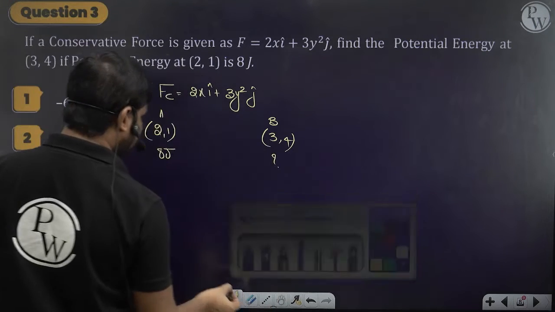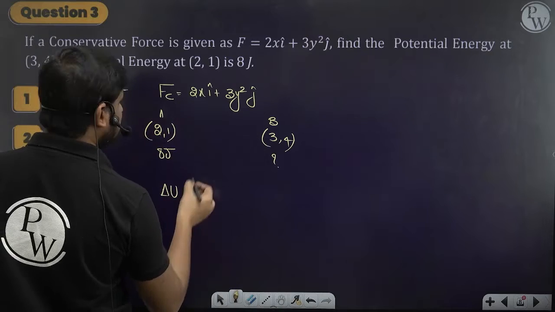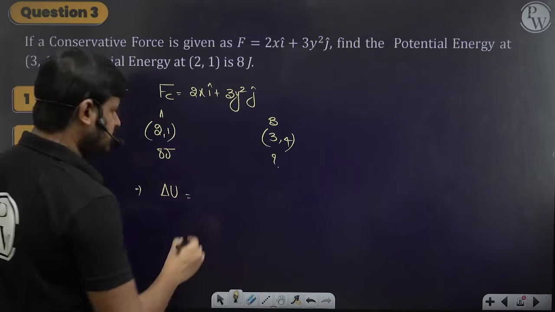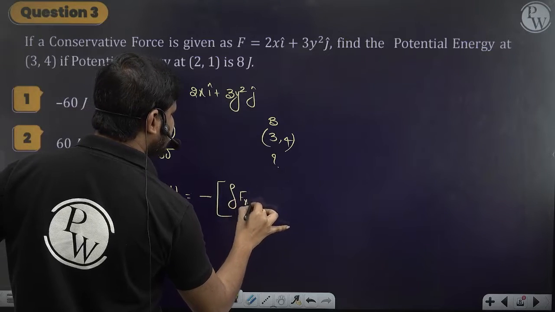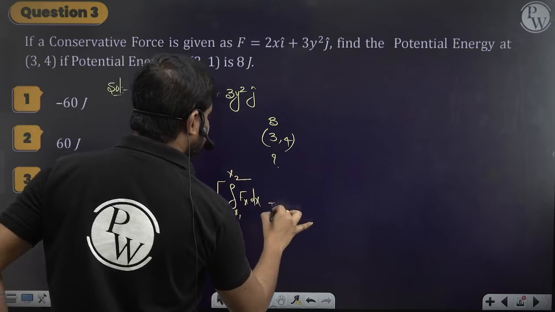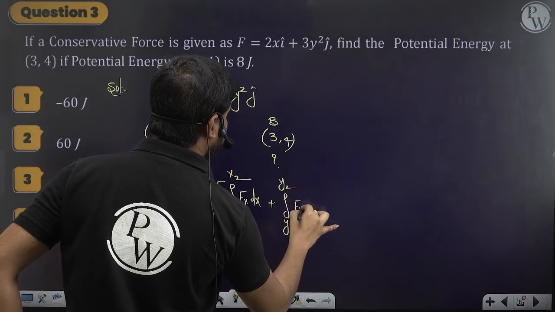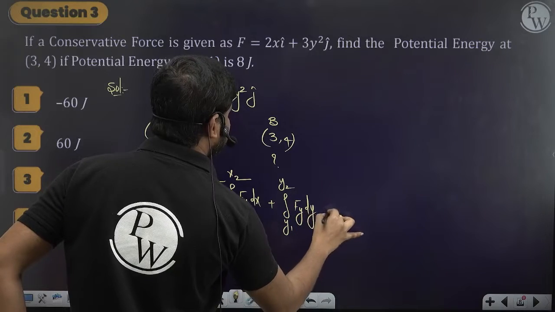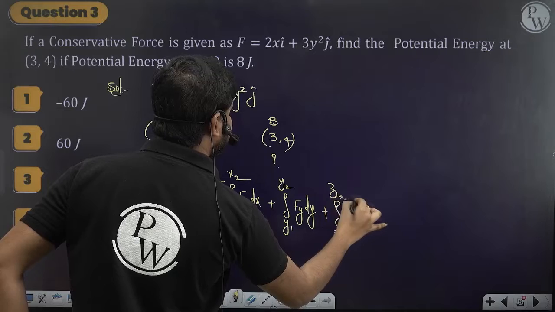We know that the change in potential energy, in terms of force, is the negative of the integration of Fx dx from x1 to x2, plus the integration of Fy dy from y1 to y2, plus the integration of Fz dz from z1 to z2.